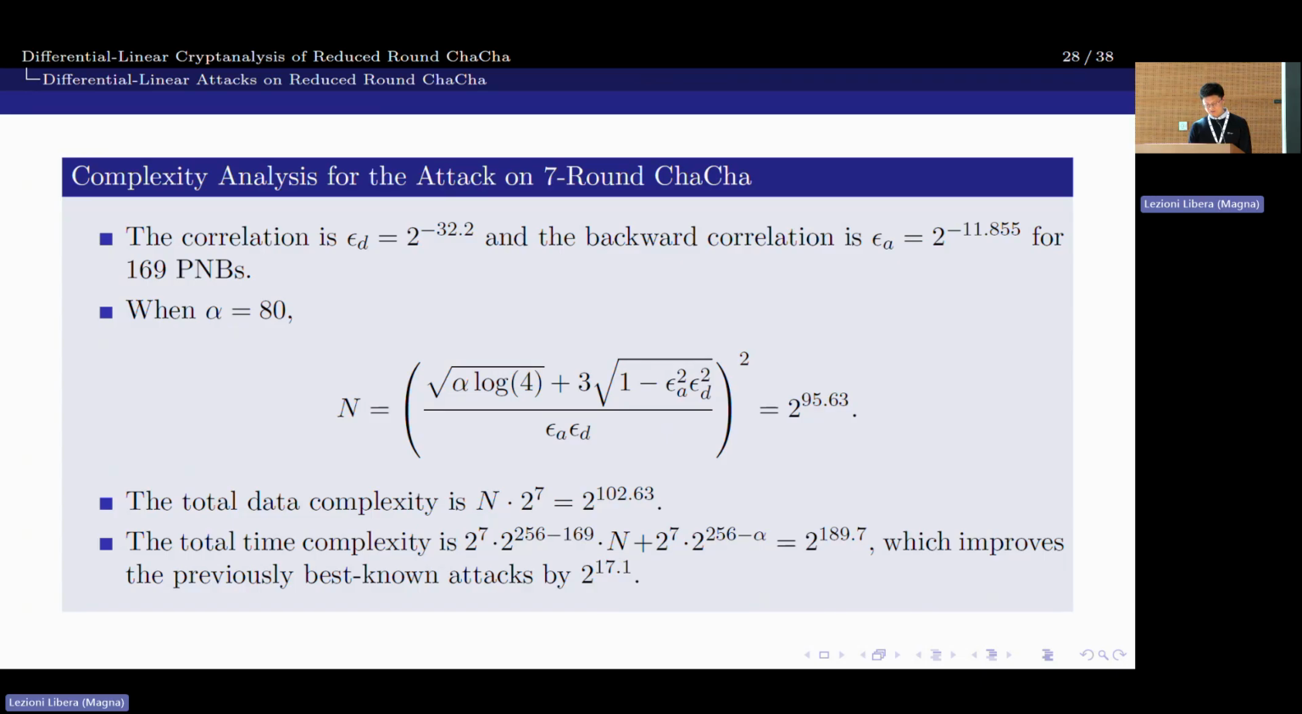Now this is the complexity of our attack. The time complexity is 2 to the power of 189.7, which improves the previous attack by 2 to the power of 17.1.